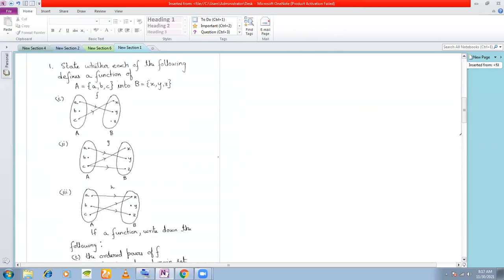Now let's see some examples here. I've given you very simple examples for your understanding. Obviously, these questions are not going to come, but this is just for your understanding. State whether each of the following defines a function.